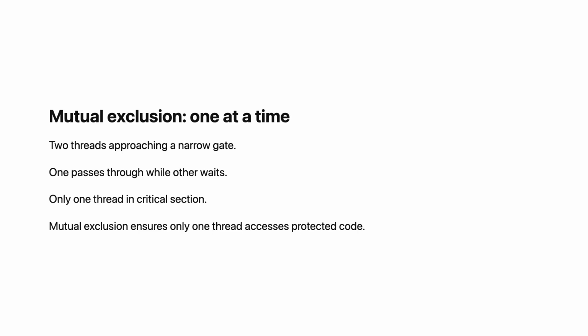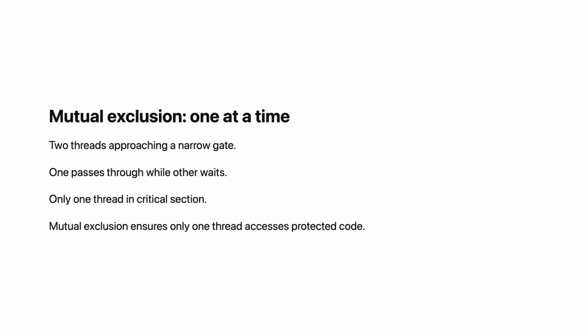The core idea is mutual exclusion. At most one thread accesses the protected code at a time. If two threads want to enter the critical section, one waits, the other executes. When done, the waiting thread can proceed. This eliminates race conditions in the protected section. Only one thread touches the data at once. No interleaving. Mutual exclusion is the foundation.